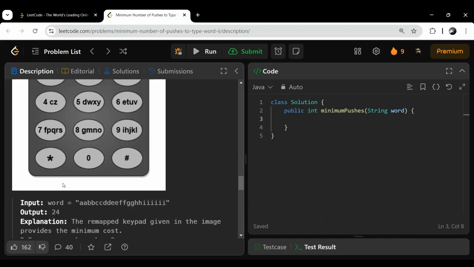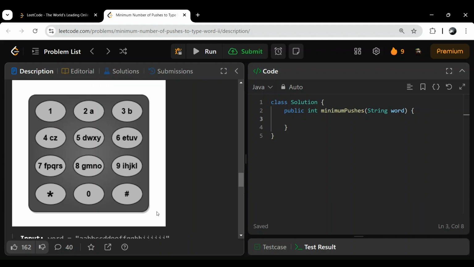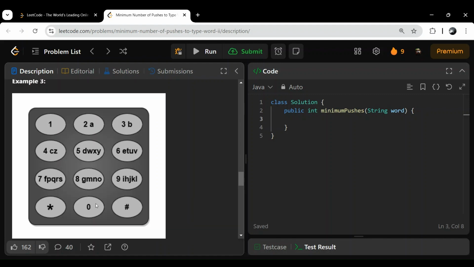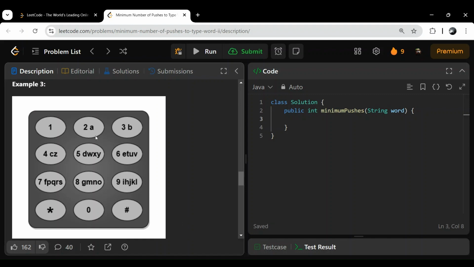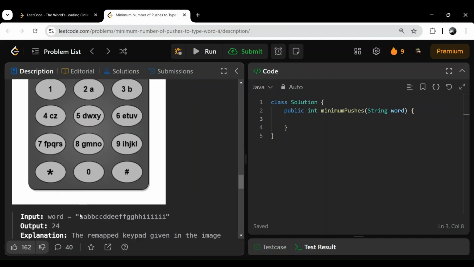Now if we see this example, we have A, B, C, D, 1 2 3 4 5 6 7 8 9, so we have 9 unique characters. But if we count our buttons, we have only 1 2 3 4 5 6 7 8, only 8 buttons where we can map these characters. And right now we have nine characters.